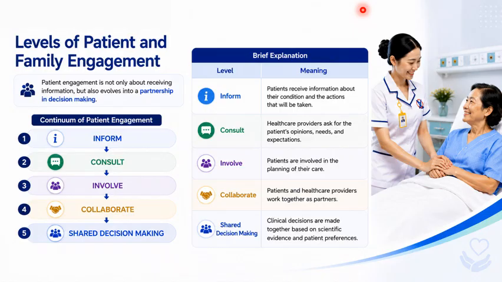The next one is collaborate. In the stage of collaborate, the relationship evolves into a partnership. The patient, family, and healthcare professionals work together to carry out the care plan. So if a heart failure patient is about to be discharged, the nurse discusses the home care with the patient and his wife.